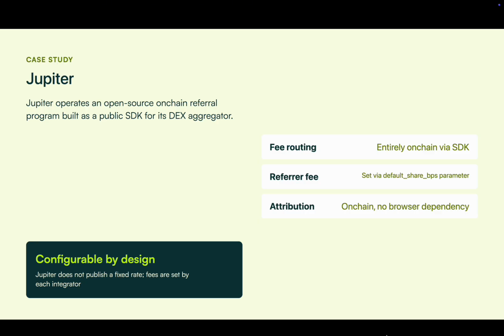Jupiter takes a different approach. Instead of publishing one fixed referral structure, it provides an open source referral program through an SDK. Fee routing happens entirely on-chain. The integrating protocol can configure the referrer fee using the SDK. So the important point here is composability. Protocols can integrate referral fee routing without having to build an entirely separate attribution system from scratch.